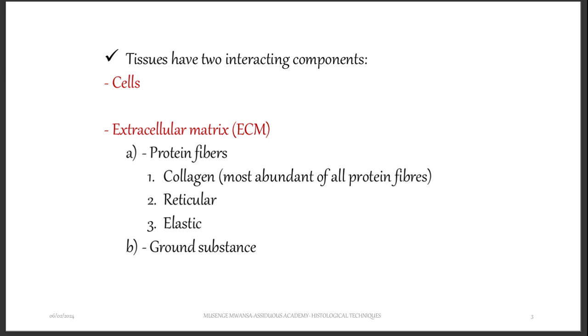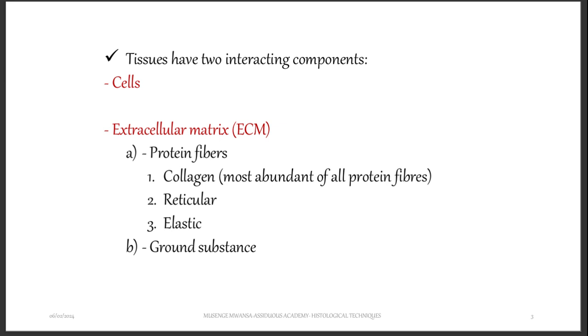For example, tissues that have got collagen fibers are mostly strong tissues. Examples we can give are bones, tendons, and ligaments. Those are strong because collagen is strong. And then things that are a bit soft are going to have a lot of reticular and elastic tissue. Now, besides the fibers, you also have what we call ground substance.